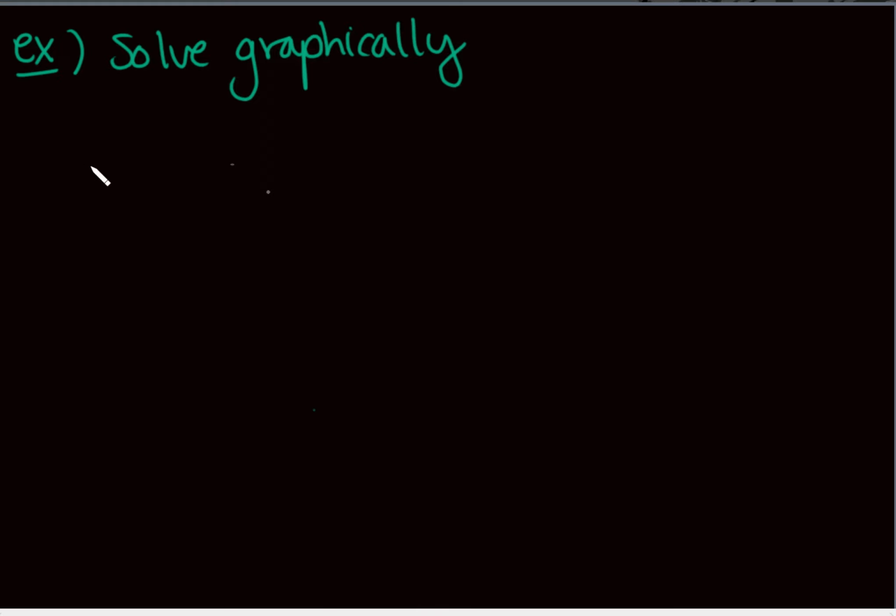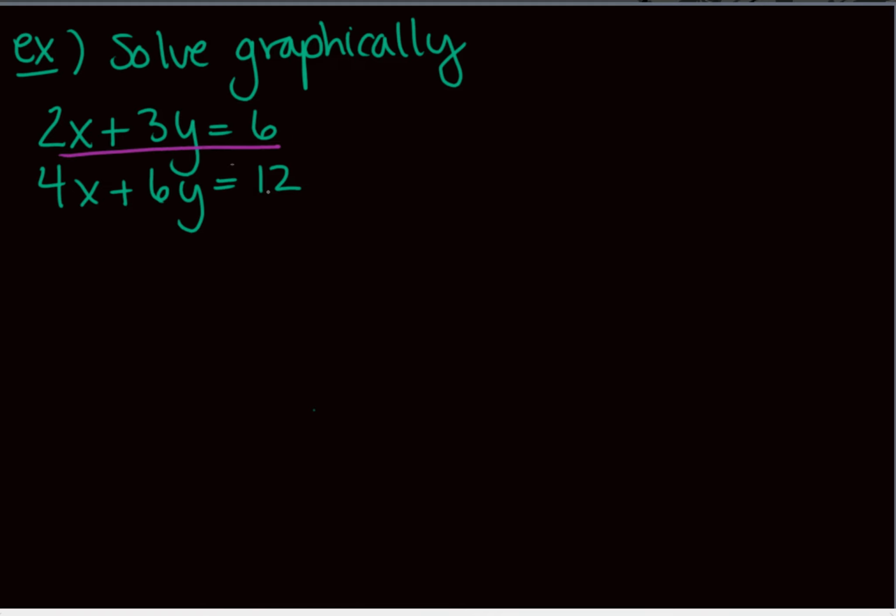Okay, so one more with graphing and then we'll call it good. 2x plus 3y equals 6. 4x plus 6y equals 12. And I'm going to graph these just using intercepts. So let's look at these two. If I graph these using intercepts, I think that'll be the easiest instead of trying to solve for y.